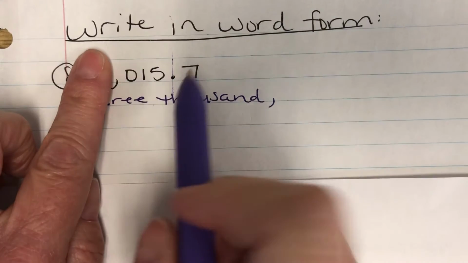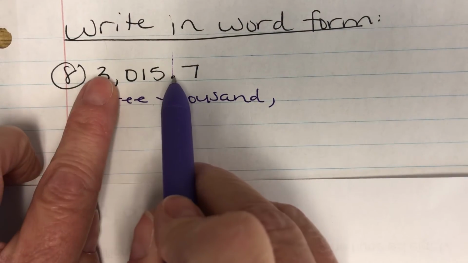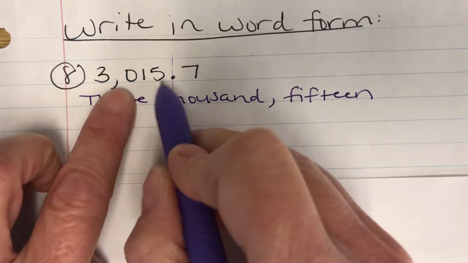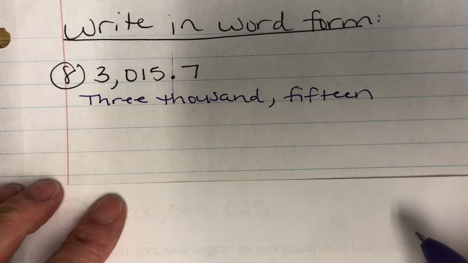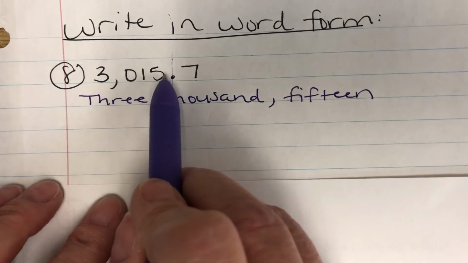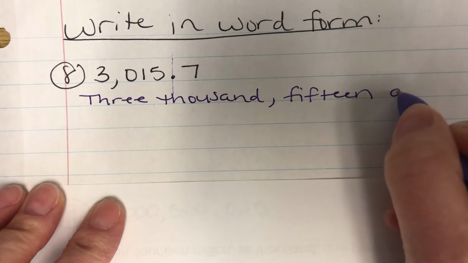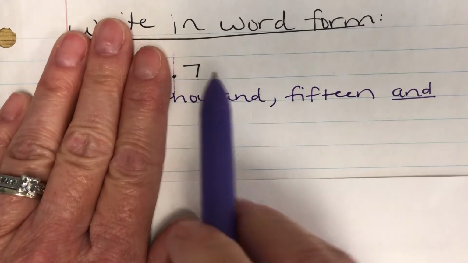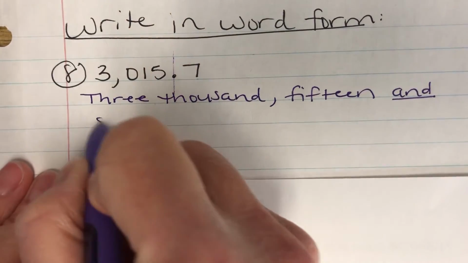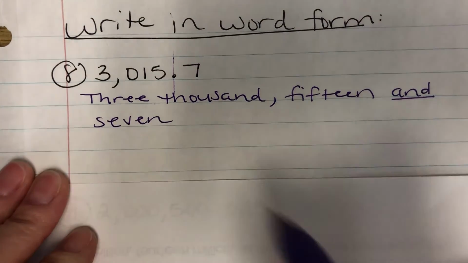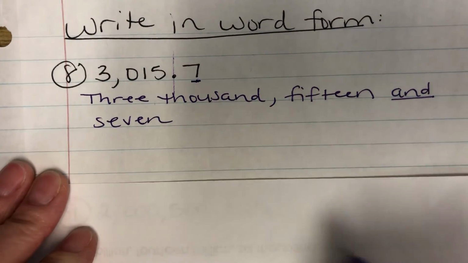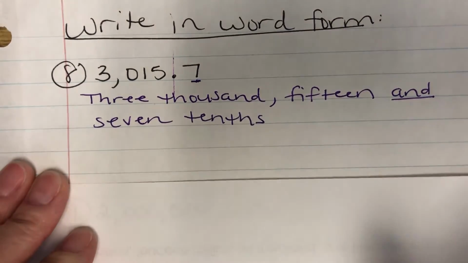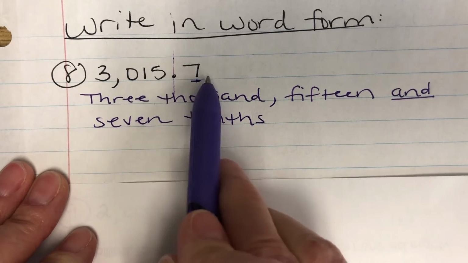3,000. Now when I look at this next chunk, this decimal point is going to separate this chunk. This is the number 15. This 5 is in the ones place, and we know we don't have to say ones. We can just say 15. So 3,015, decimal point, I'm going to put the word and. 3,015 and. Now when I look to the right of the decimal point, this is just a number 7. So I'm going to write 7. But 7 what? This 7 is in the tenths place. The first place to the right of the decimal is called the tenths place. So 7 tenths. So 3,015 and 7 tenths.